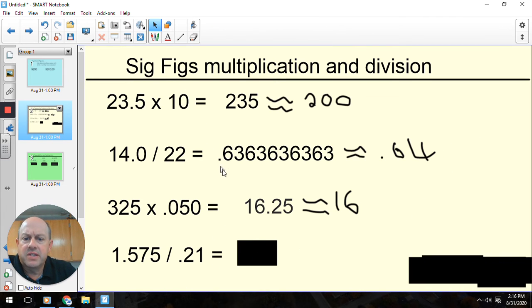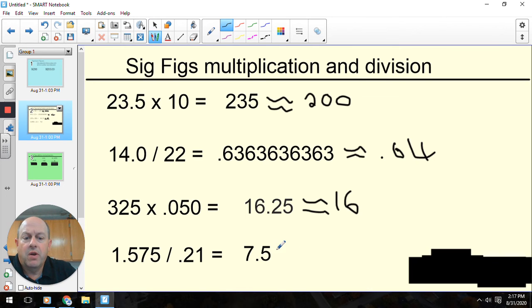And then the last example we have for multiplication and division: 1.575 divided by 0.21. We get 7.5. That's the number that comes out. And then 4 sig figs, 2 sig figs, so our answer can only have 2 sig figs. So our rounded answer would still just be 7.5. And so that is multiplication and division.